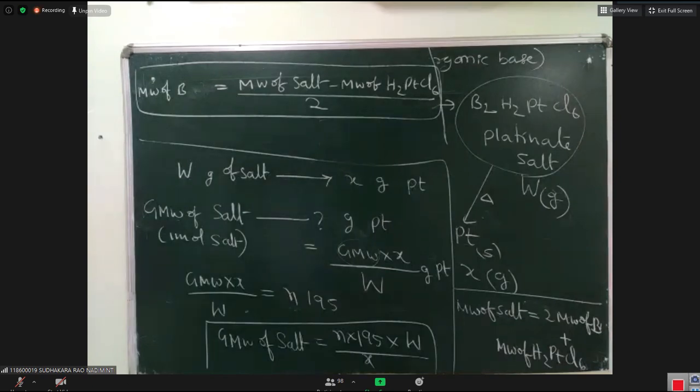I think in the assignment, so just apply these two formulas.